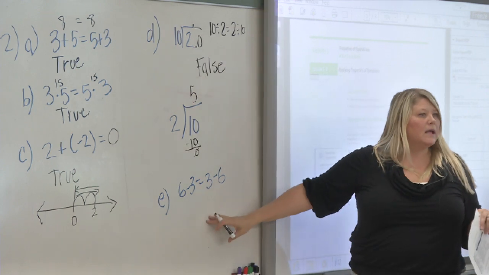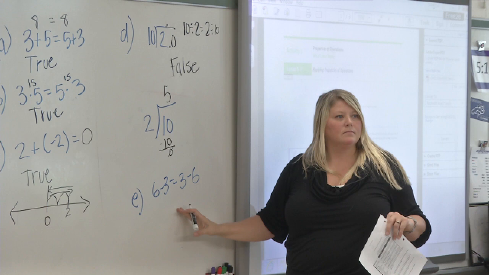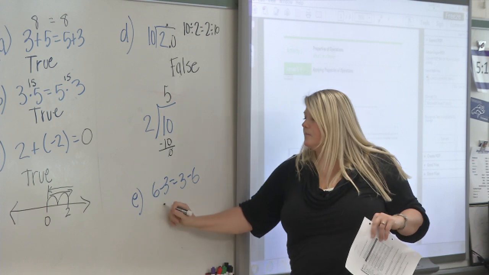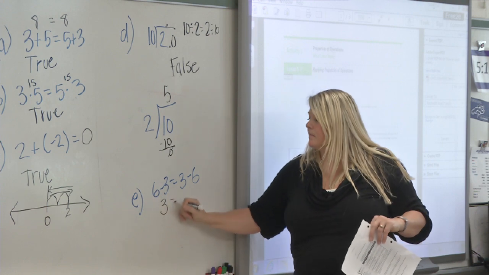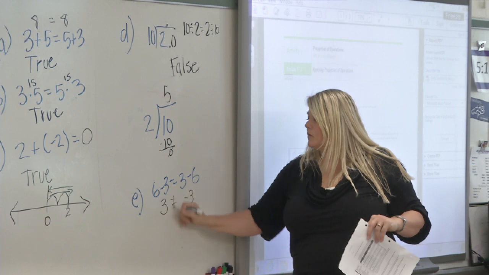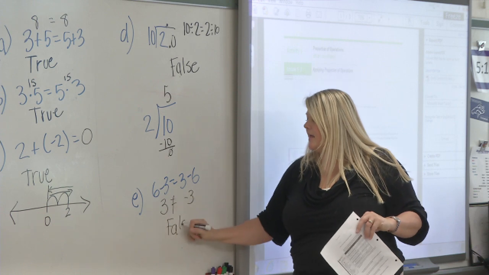And then E, Emily? True or false? Because 6 minus 3 equals 3, and 3 minus 6 is -3. Okay, so that one's false. Okay, so we get the hang of it.